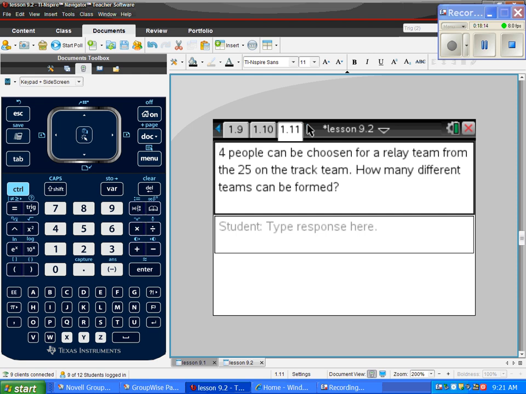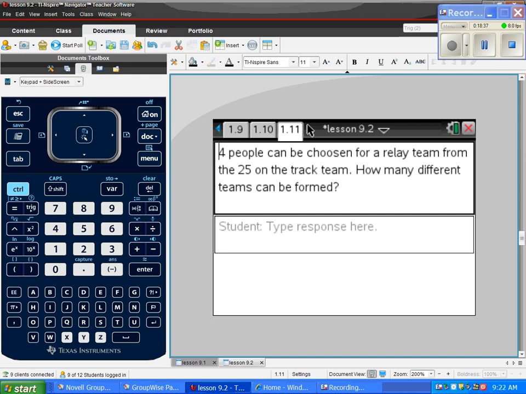So take a look for here. 4 people are going to be chosen for a relay team from the 25 people on a track team. How many different teams can be formed? What do you think I'm going to use? How come combination? Still all on the same team, right?